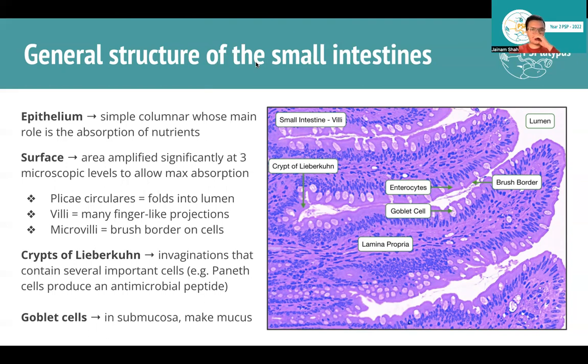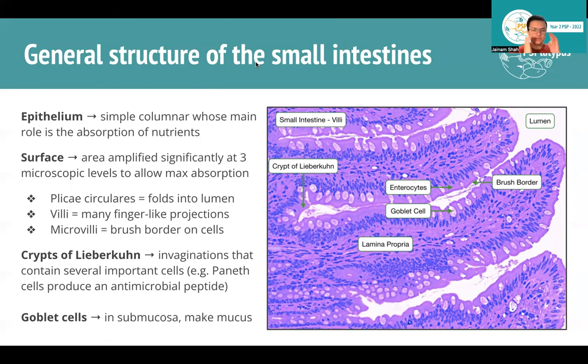If you zoom in on the surface, you'll see that at 3 levels, the surface area is amplified quite a bit. Of course, this makes sense because this is where absorption of nutrients happens. So you want to absorb as many of the nutrients as possible before that food gets pushed out. At the first microscopic level, you've got the plicae circularis, which are just the folds within the lumen. You would have covered this in anatomy. It's an easy way to differentiate between small intestines and large intestines on X-ray.